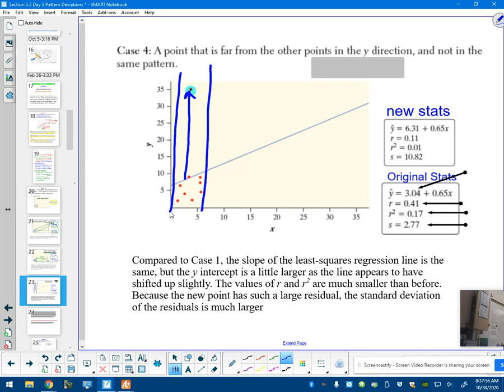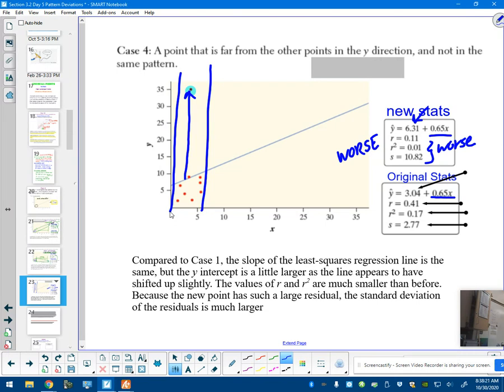So here's our old statistics. Look at how much worse things are. R-S-W-O-R-S-E. I'm really having a spelling day. And I went to sleep early. These all got worse. And the slope didn't change at all, but boy, the y-intercept changed.